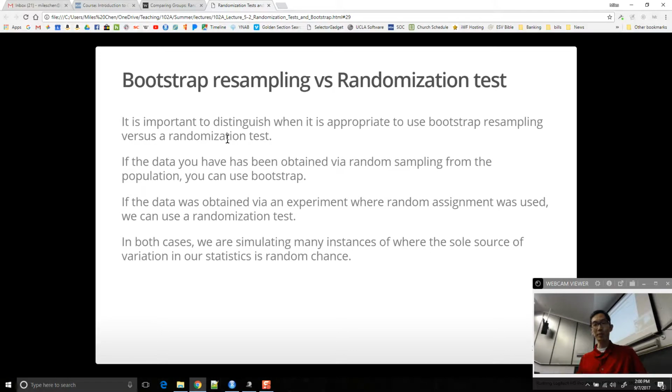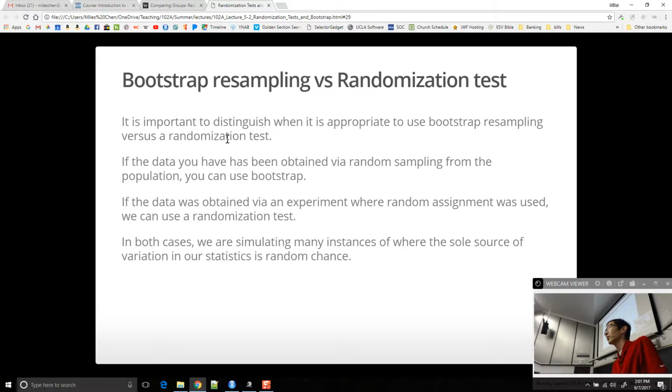So, I'll just read this. It says, it's important to distinguish when it is appropriate to use bootstrap resampling versus a randomization test. If the data you have has been obtained via random sampling from the population, then you can use bootstrap. If the data was obtained via an experiment where random assignment was used, then you use the randomization test.